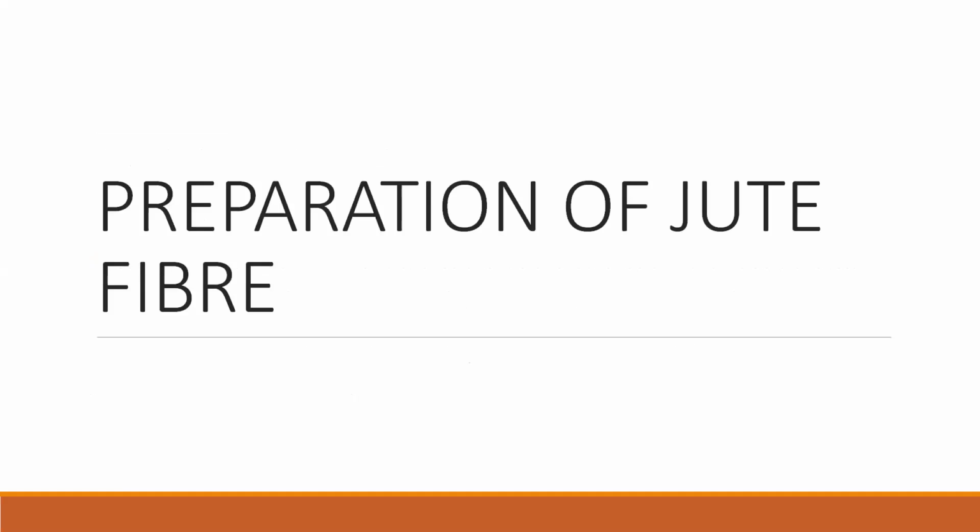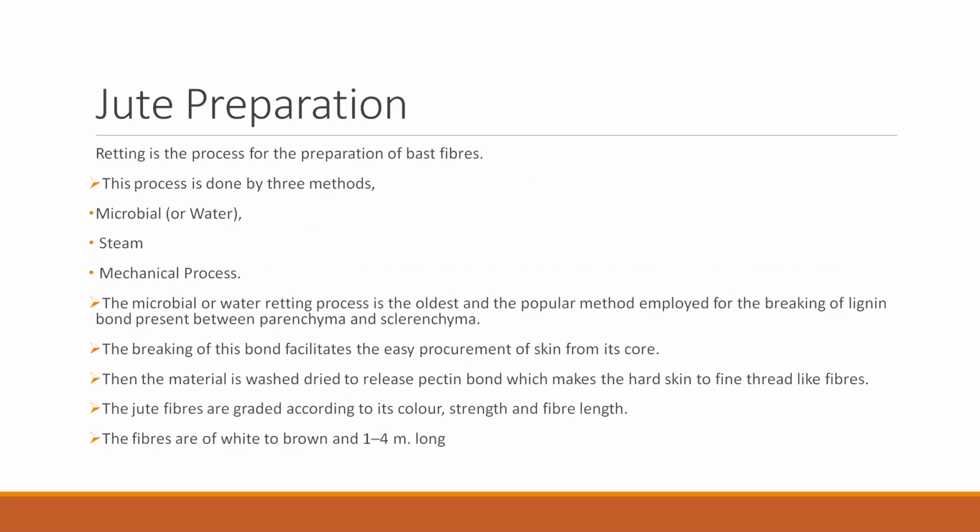Then the preparation of jute fiber. Retting is again the process for the preparation of bast fibers. This process is done by 3 methods: by water, by steam, or by a mechanical process. The microbial or water retting process is the oldest. With this, you have to soak your fiber in water to soften them. This is known as the retting process.